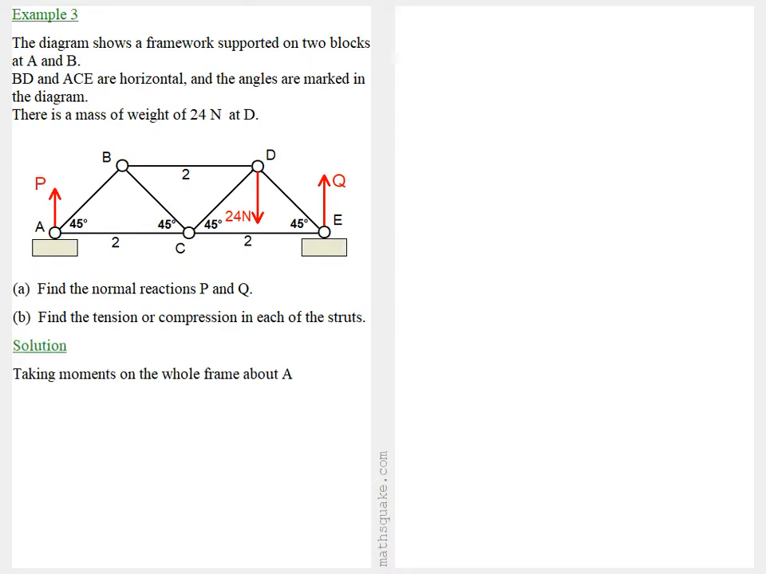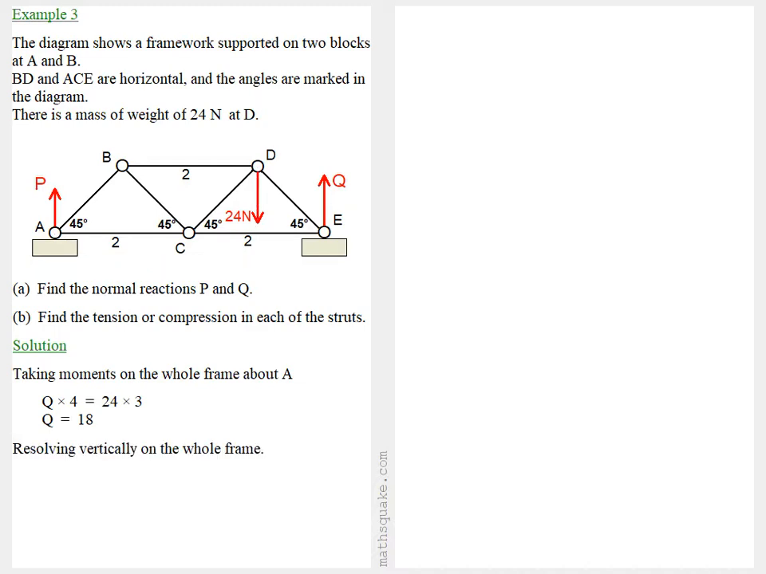Now to solve this, we can take moments on the whole frame about A. There are two forces that are trying to turn the frame about A, that is the weight at D and the normal reaction at E. Now the weight is a horizontal distance of 3 from A, and Q is a horizontal distance of 4 from A. So we have Q times 4 equals 24 times 3, which means Q is equal to 18.